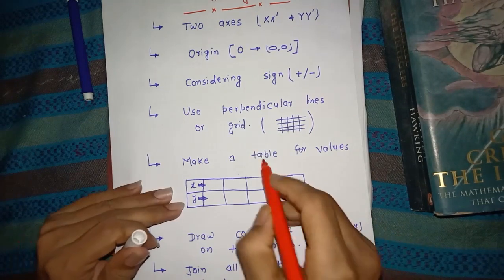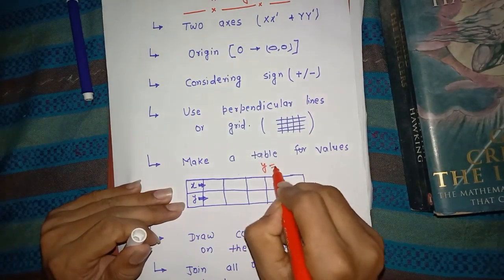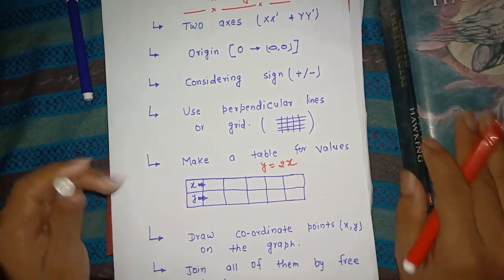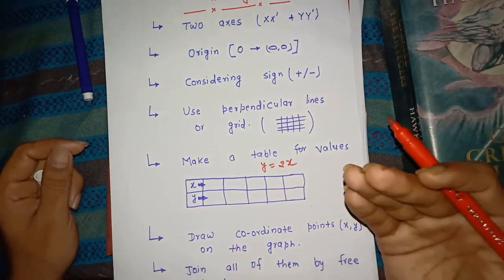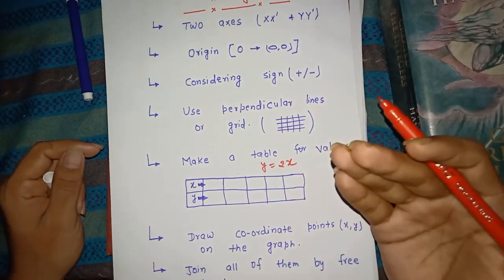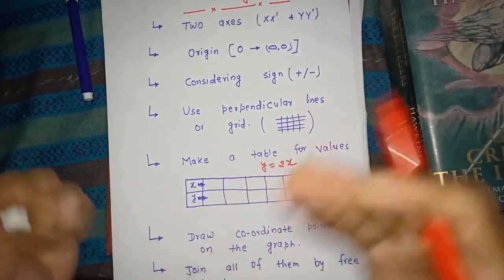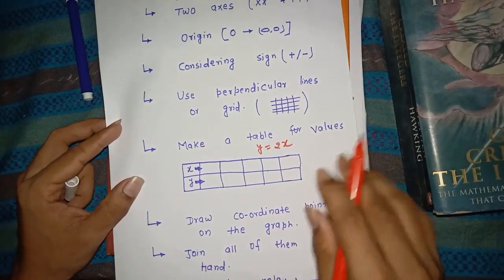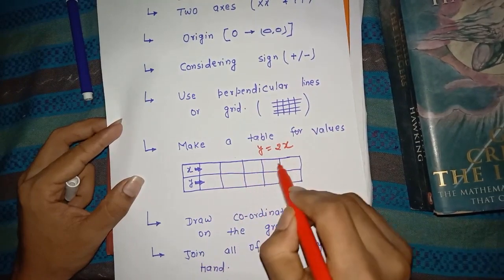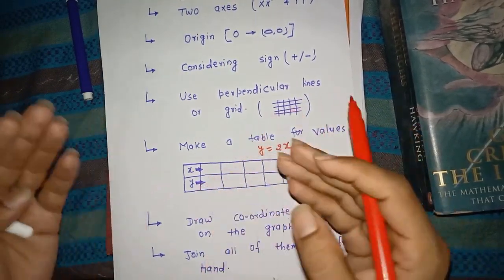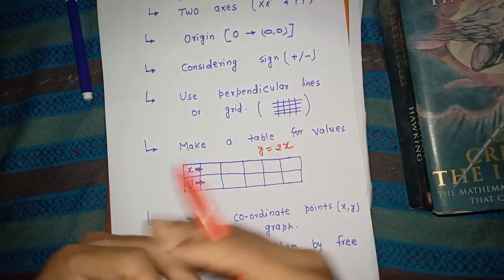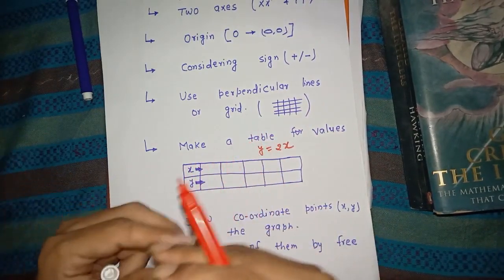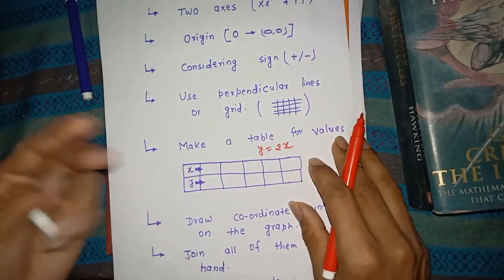So you have to make a table for x and y so that we can join the points on the coordinate axes. You have to make a table for the values. At least 2 or 3 values you can take, or more than that if not sufficient, so that you can draw the actual graph of the figure. You can take 3 or 4 or 5 values, which must be sufficient to represent the actual graph.